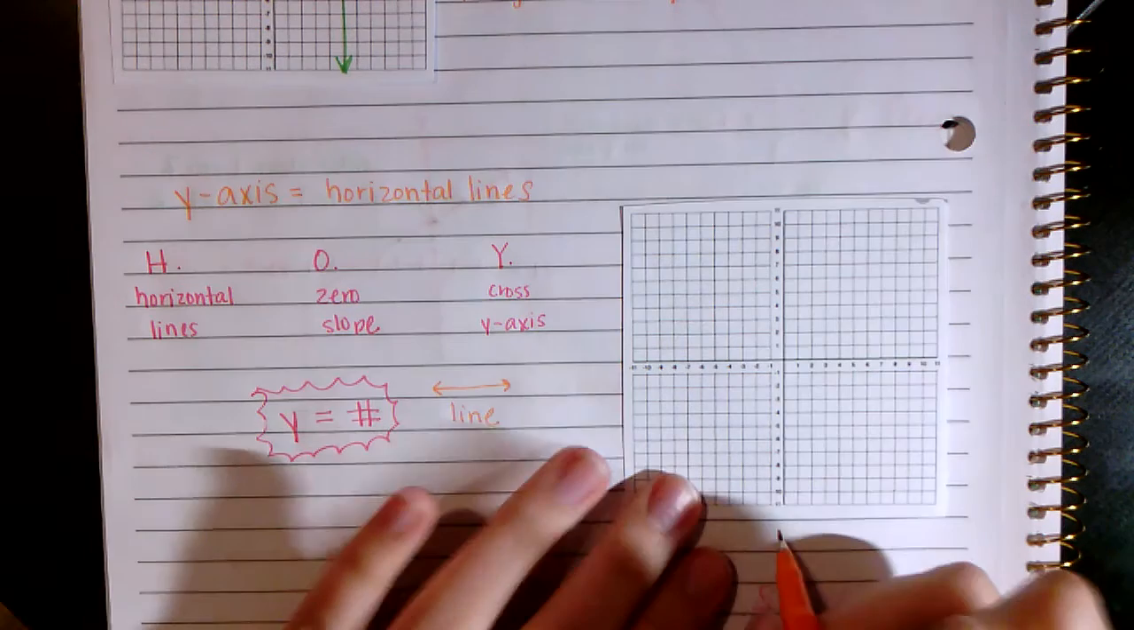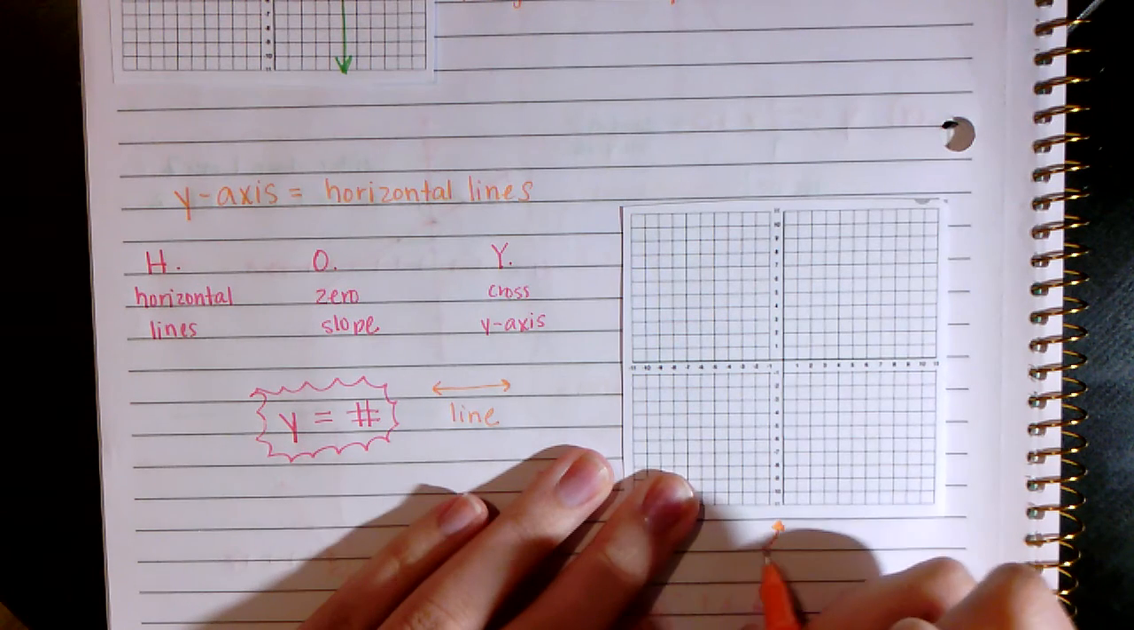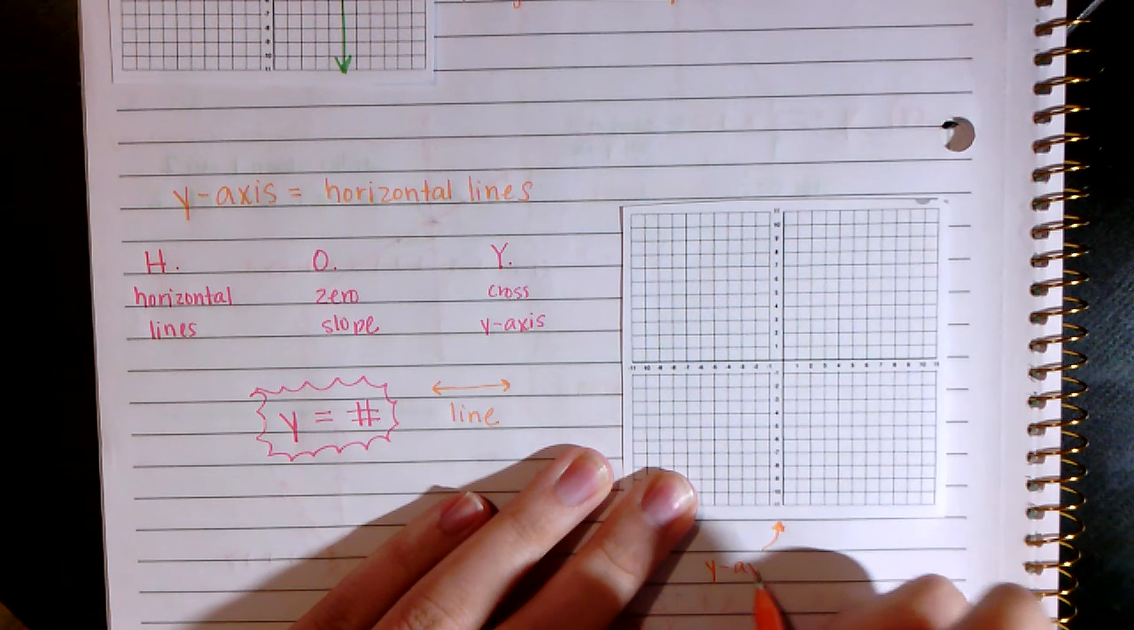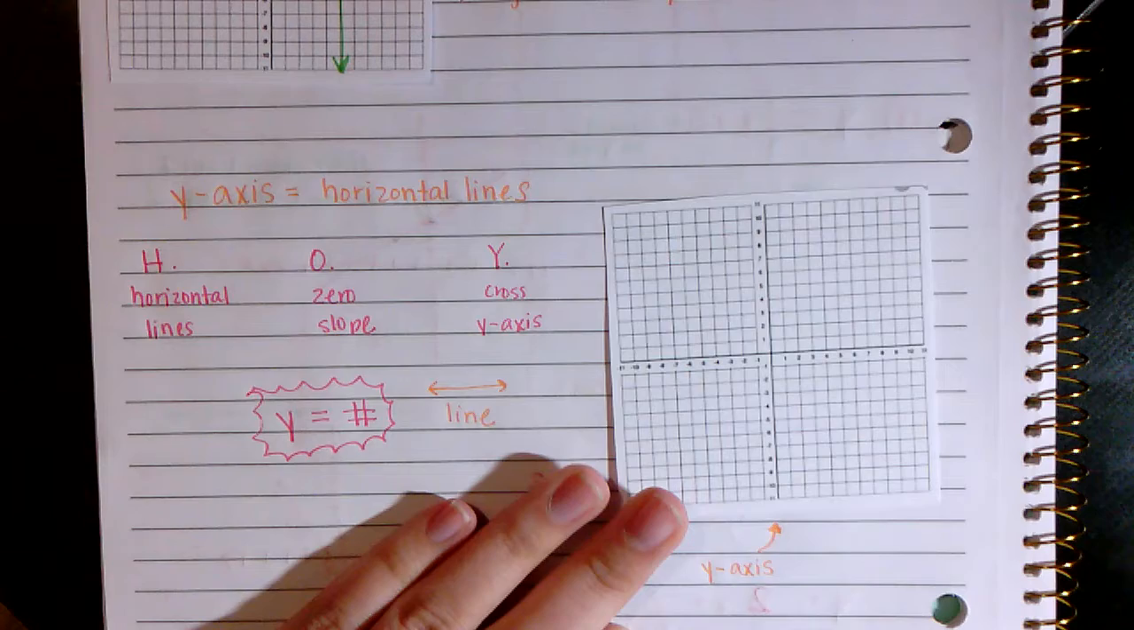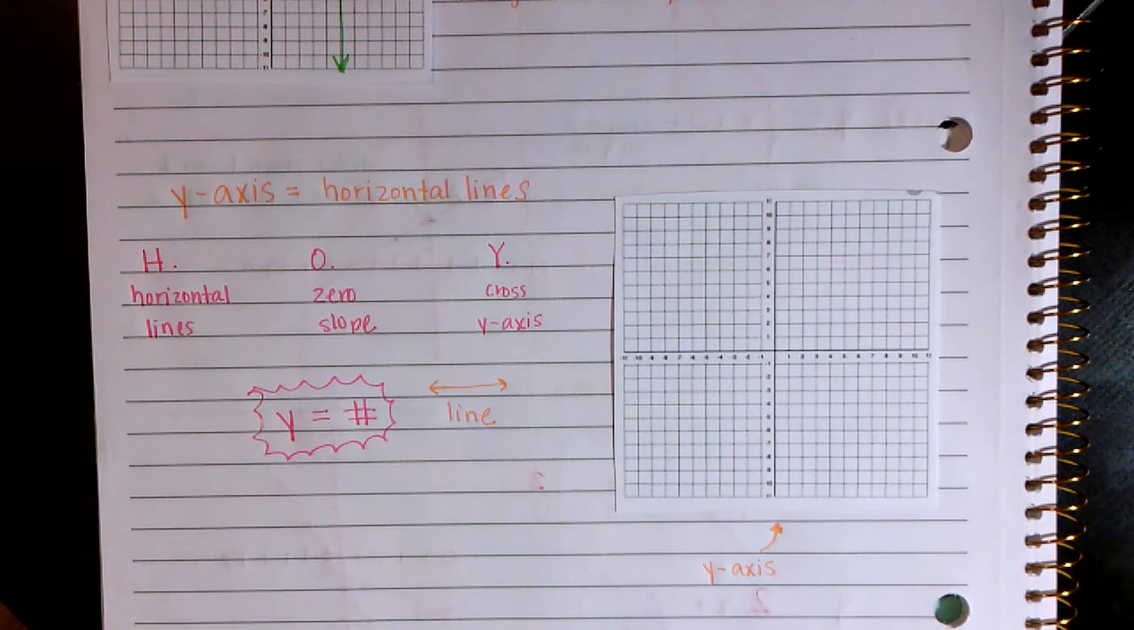And this right here is your y-axis. It runs up and down. Okay? Your y-axis goes up and down. The x-axis runs side to side.